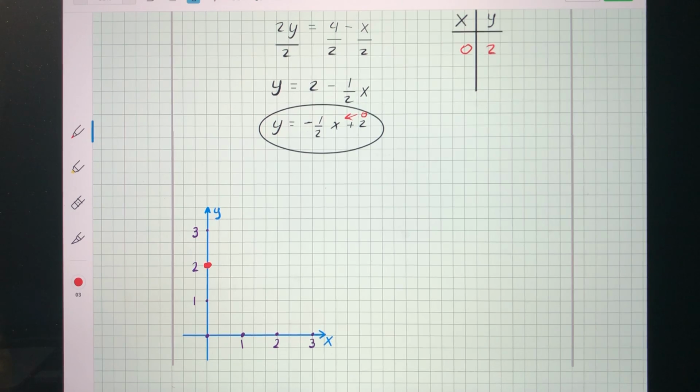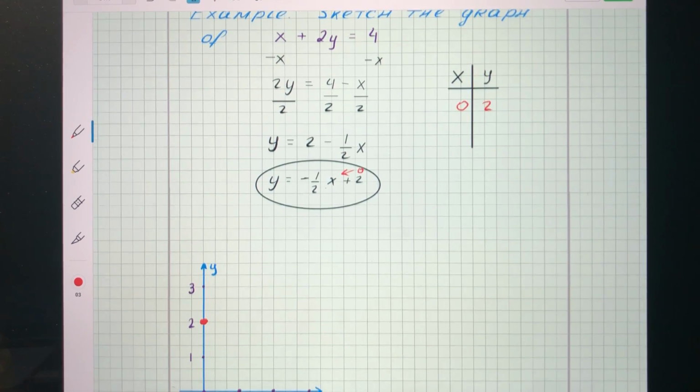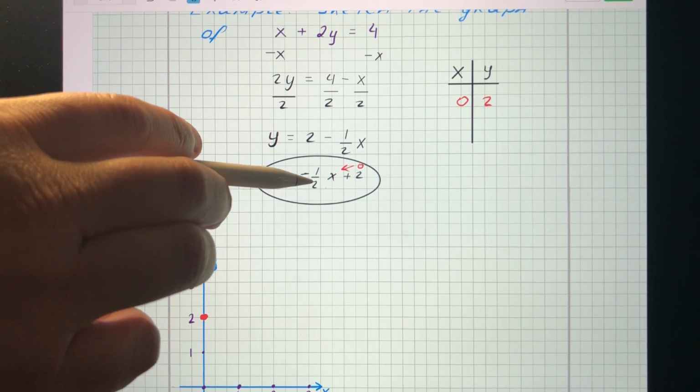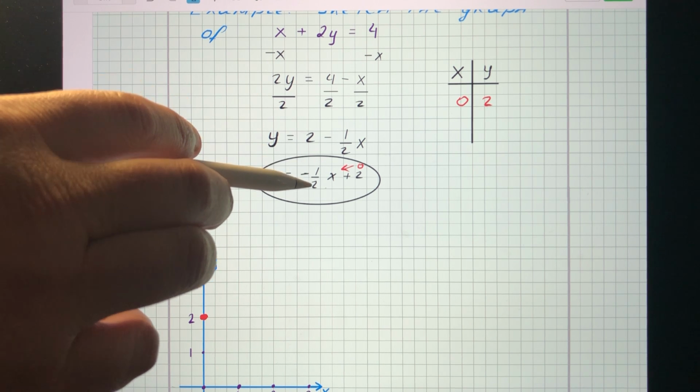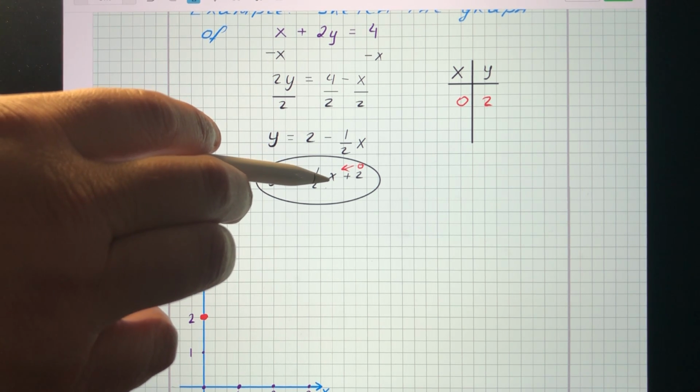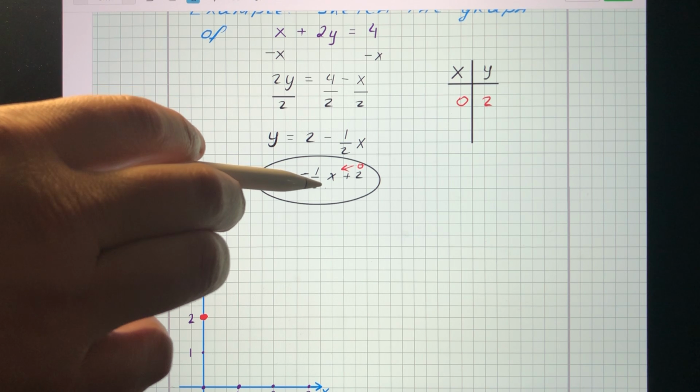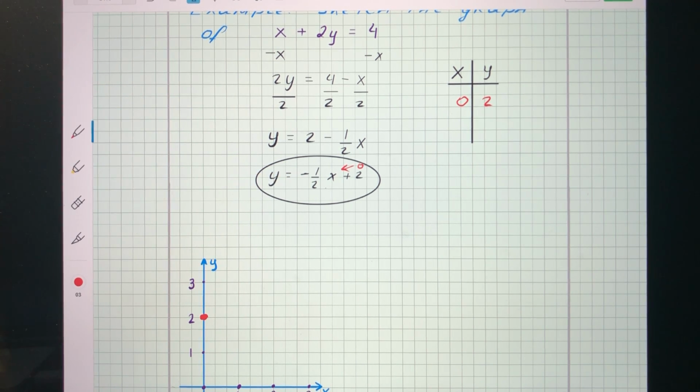Now we need one more point. So let's choose some other point that is easy to use. This equation has a division by 2. So any x we choose, if it is divisible by 2, we are not going to get a fraction. So let's choose x equals 2.